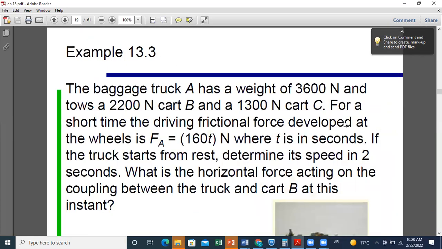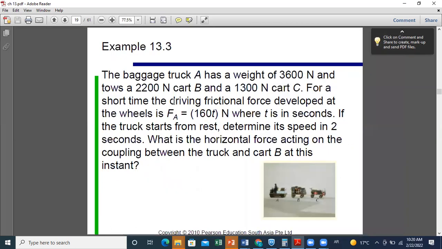Let us consider another example. You have the following system, consisting of a baggage truck A that has a weight of 3,600 Newton and tows a 2,200 Newton cart B and a 1,300 Newton cart C. For a short time, the driving frictional force developed at the wheels is Fa equals 160 T, where T is in seconds. If the truck starts from rest, determine its speed in 2 seconds. What is the horizontal force acting on the coupling between the truck and cart B at this instant?